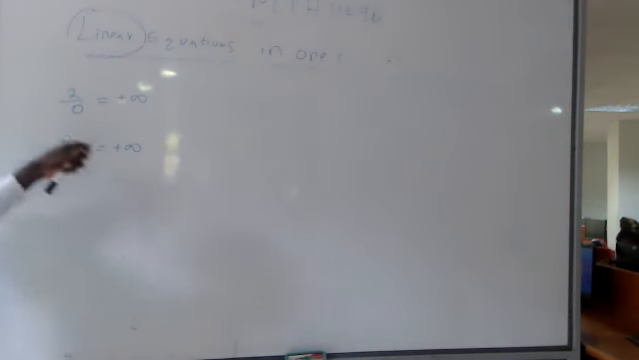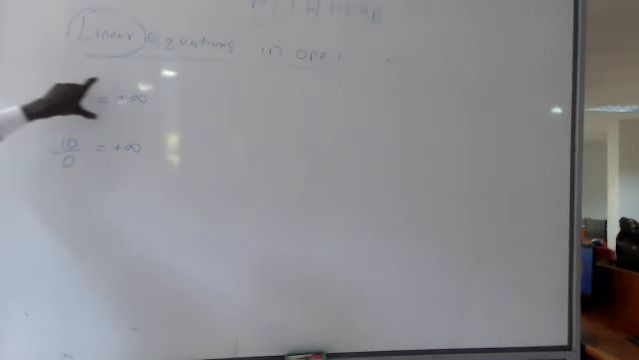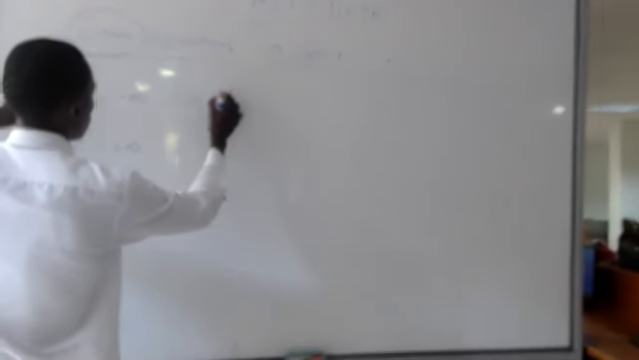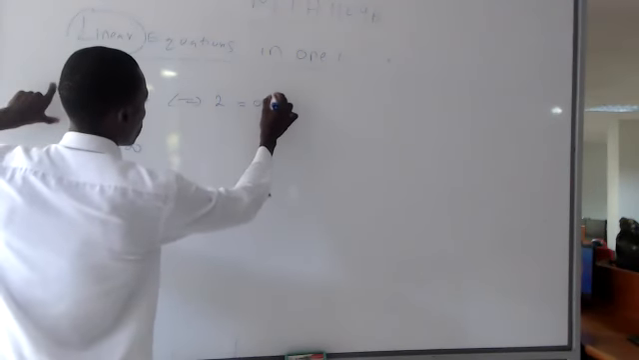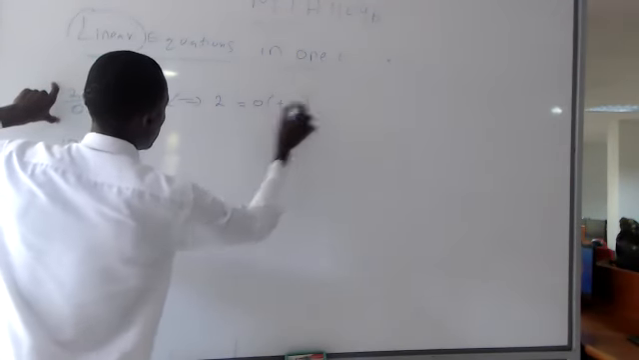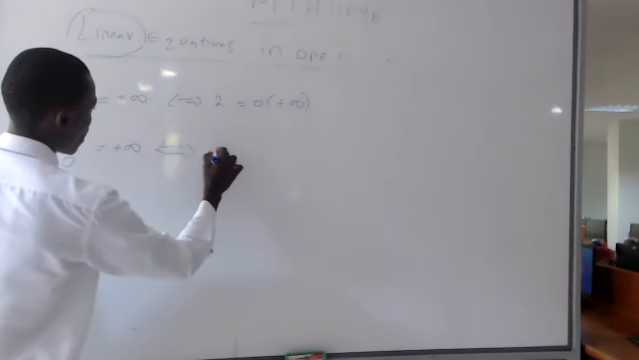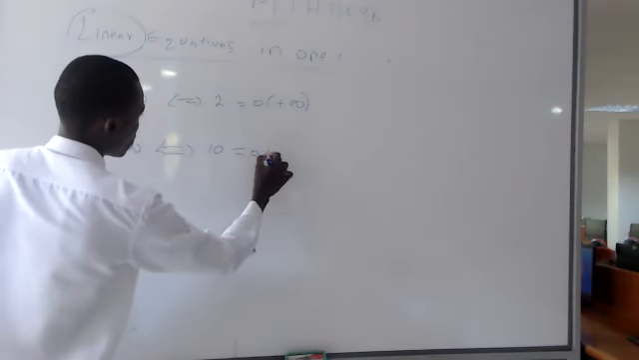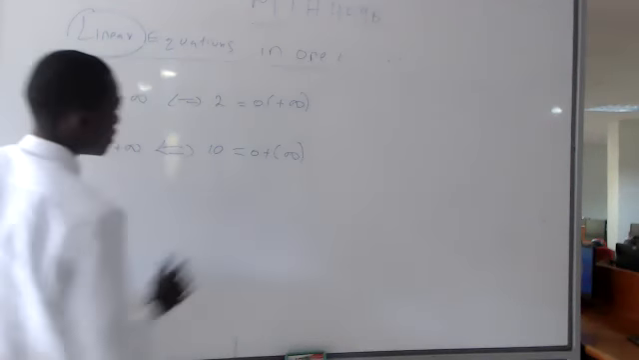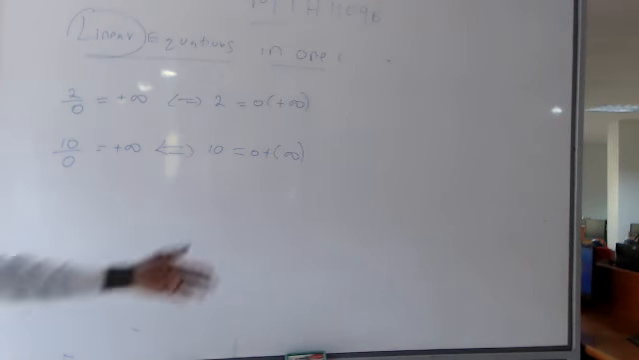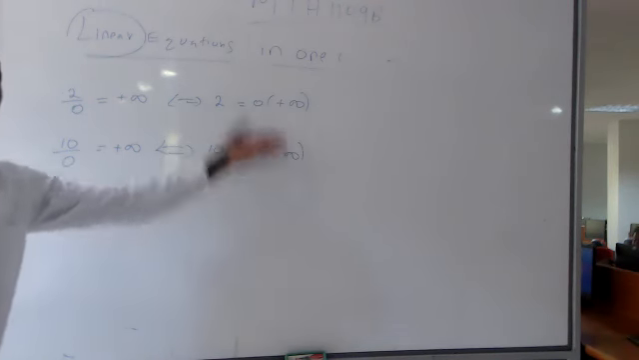What does this mean? Let me multiply both sides by 0. So the first term we have 2 is equal to 0 times infinity. In the second term, we have 10 is equal to 0 times infinity. This is supposing infinity is a number. What do you know about multiplication by 0?